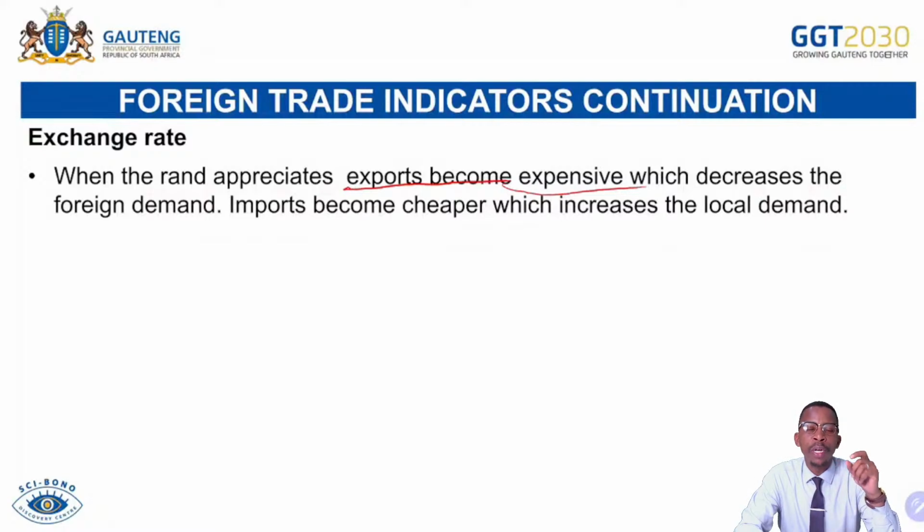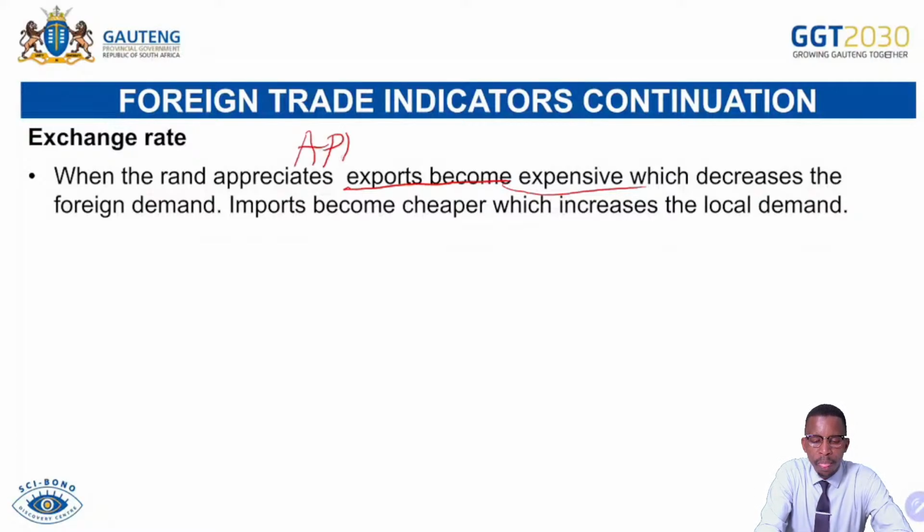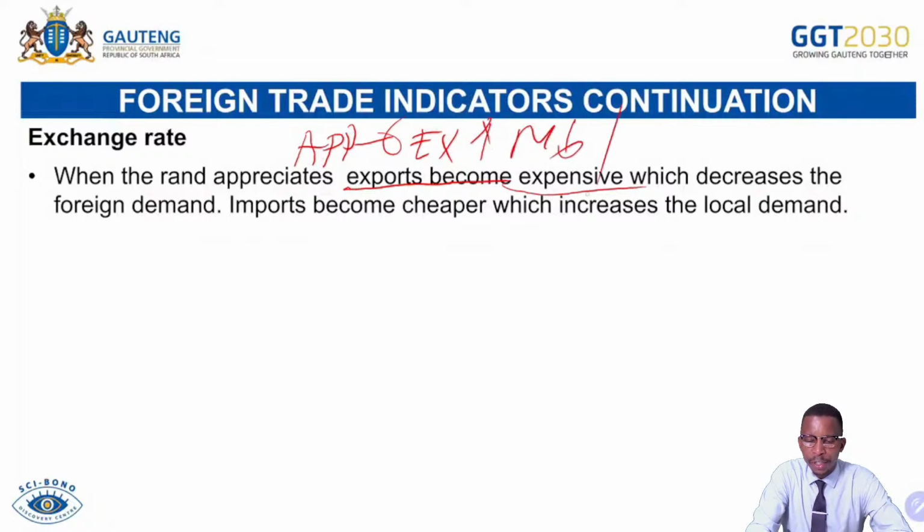If the rand depreciates, the imports will become expensive. What does that mean? As imports become expensive, local consumers will demand less of imported goods. So keep that in your mind as you link with the foreign trade topic. The appreciation will mean our exports will be expensive, imports will be cheap. The depreciation, vice versa. That means exports will be cheap and then imports will be expensive.